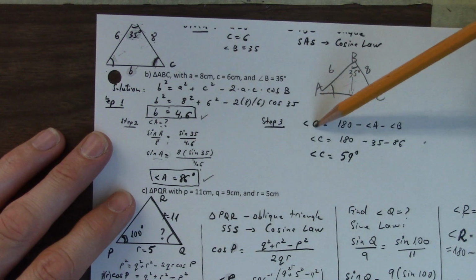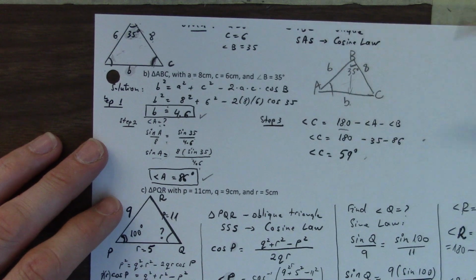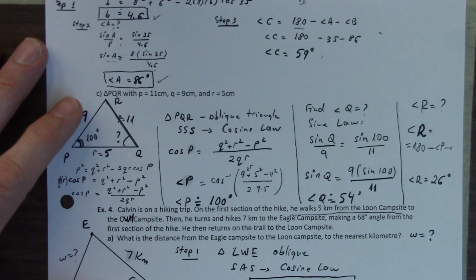Step 3, we're going to solve for angle C, and again, we're just going to take 180 minus the two other angles, 59. Any questions with that one?